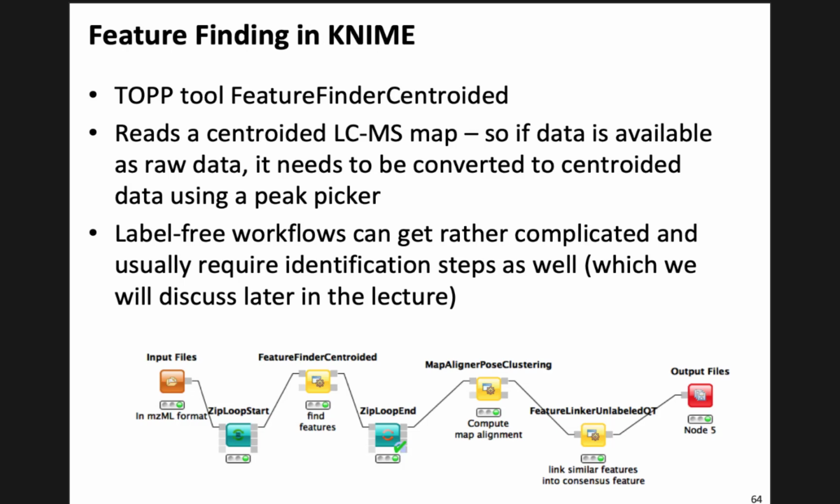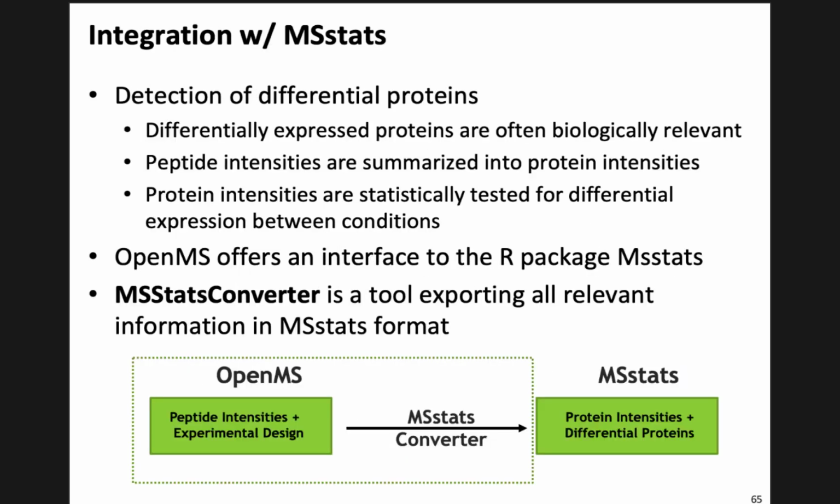A feature table where we have for every row in the table one feature, and we have the intensity, retention time, charge, and so on for this feature. And then we can use the map aligner post-clustering to link them, and the feature linker unlabeled, and what comes out is a table that has features and has intensities across different runs. A simple matrix format.